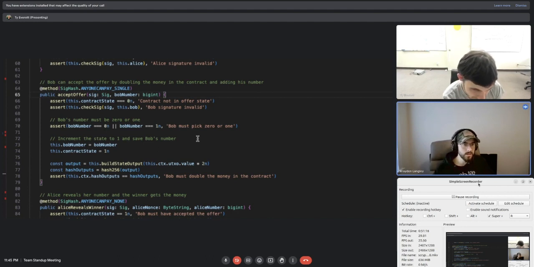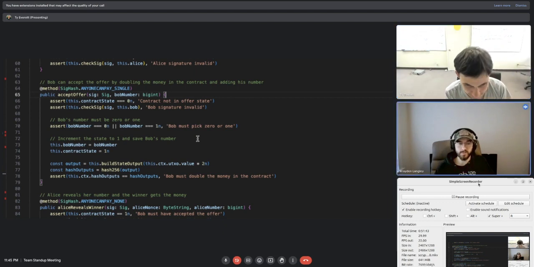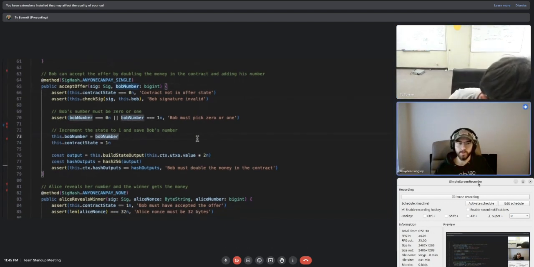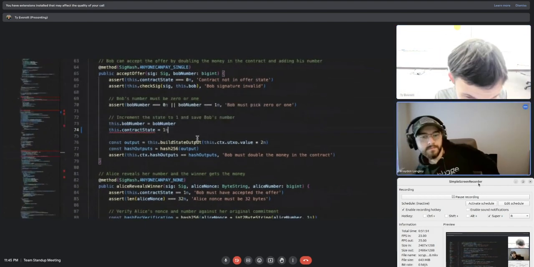Next, Bob's number is saved: the state has to be updated to the one that's passed. And then the contract state is incremented to 1, because now we're in the accept state. What are all these n's? Is it big n numbers? I assume if you just left it at 1, it would be the wrong type of number, which would be invalid. Yeah, you can see that here. That's why.